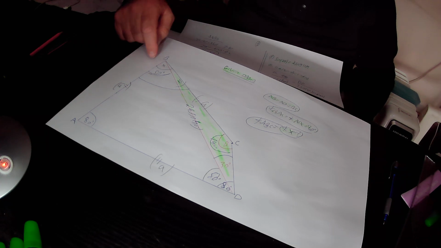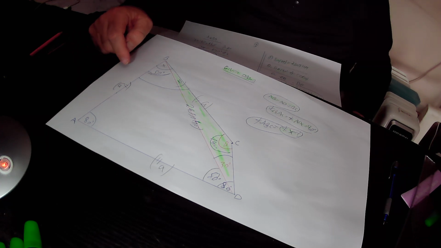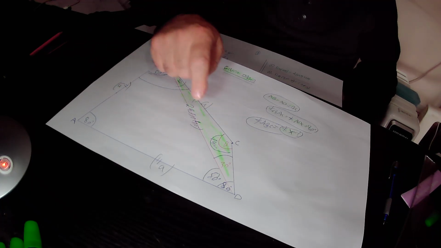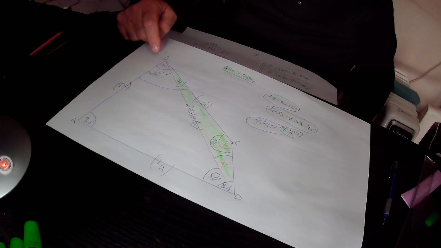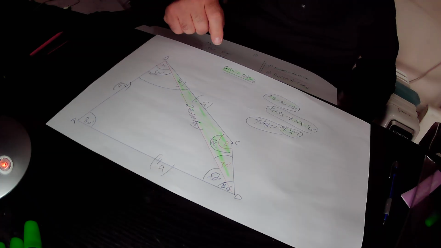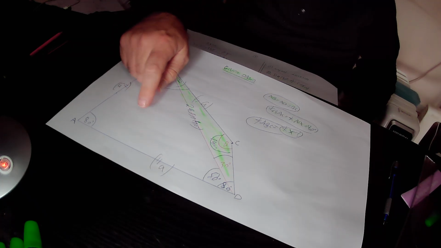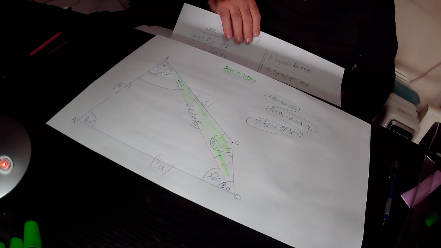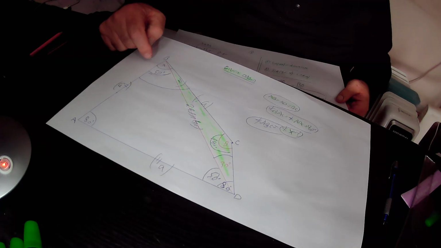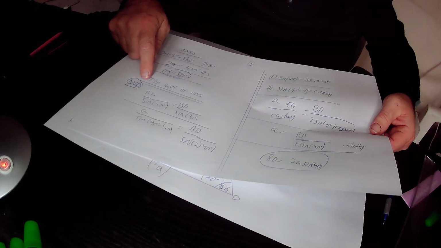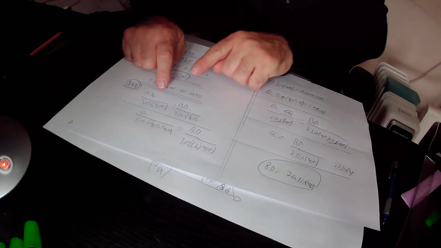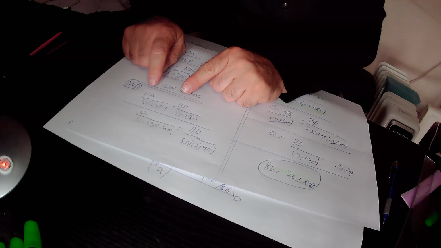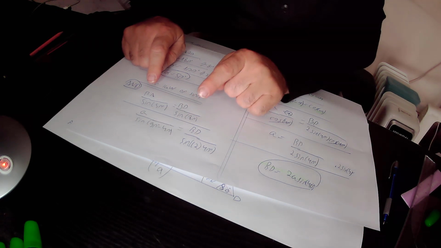We defined BA as A, and because BA equals BC equals AD, therefore BC must be equal to A, and AD must also be equal to A. So we substitute BA by A, and we substitute 50 degrees by 90 degrees minus 40 degrees. So sine 50 degrees equals sine of 90 degrees minus 40 degrees.